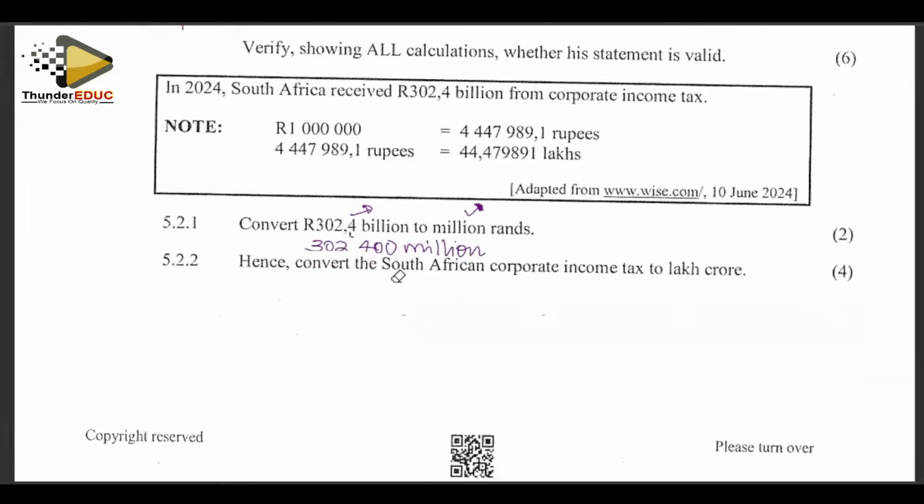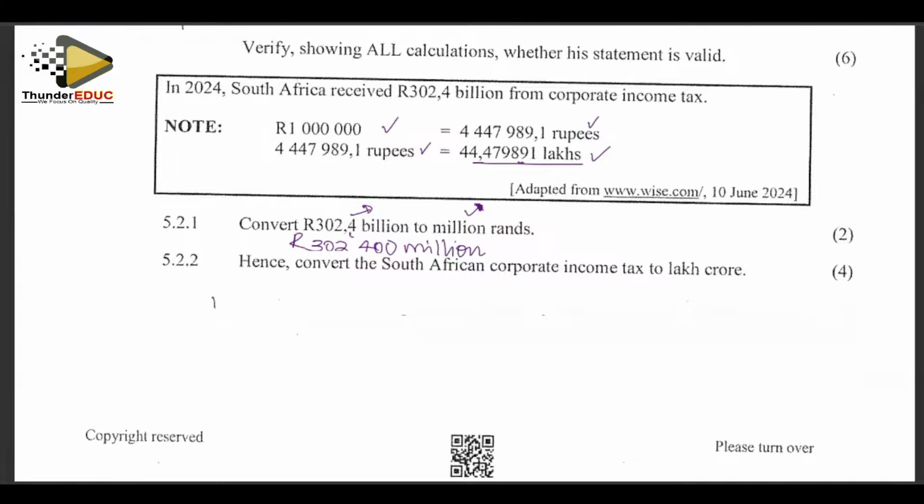Hence, they are telling us, hence convert the South African corporate income tax to Lakh crore. And now let's see this. Now, yeah, you see this. This is a little bit understandable. These are Lakhs. These are rupees. You see that? Then these are rupees. These are rands. So then we can continue because the rands we have, they are here.